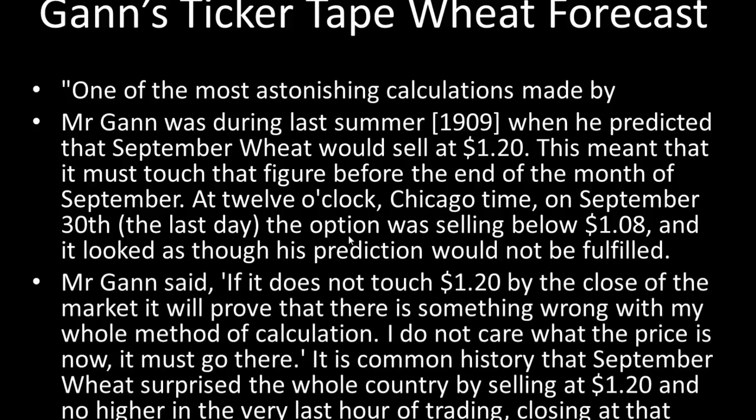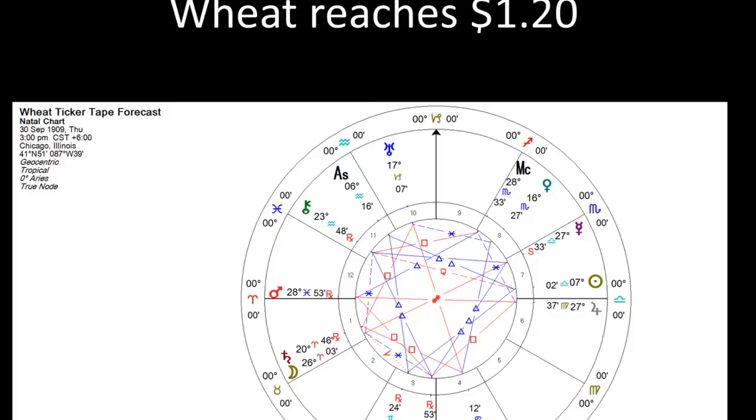Mr. Gann said, if it does not touch $1.20 by the close of the market, it will prove that there is something wrong with my whole method of calculation. I do not care what the price is now, it must go there. It's common history that September wheat surprised the whole country by selling at $1.20, no higher, in the very last hour of trading, closing at that figure. So at my seminar we actually had the data for this forecast, and we were able to do quite extensive work on it, which was very exciting for everyone there, including me.